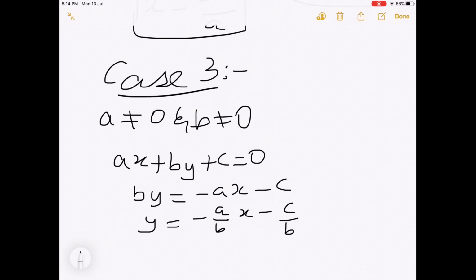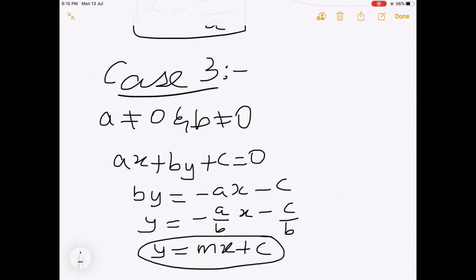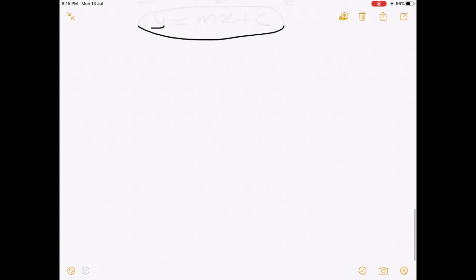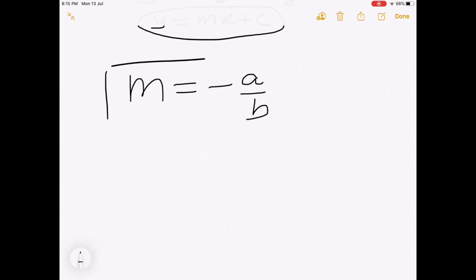So this equation is of the form y is equal to mx plus c. So by this we can get to know that m is equal to minus a by b. This is the standard form of finding the slope of a line when the equation of the line is given.